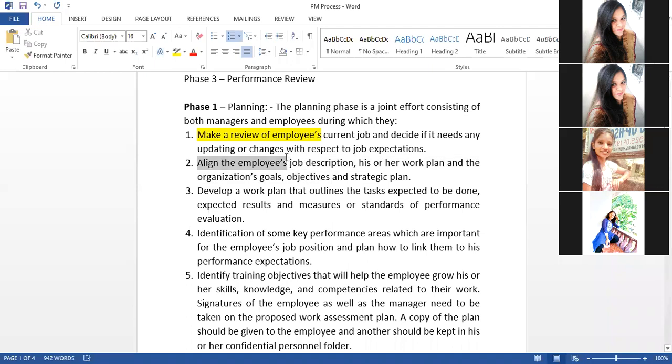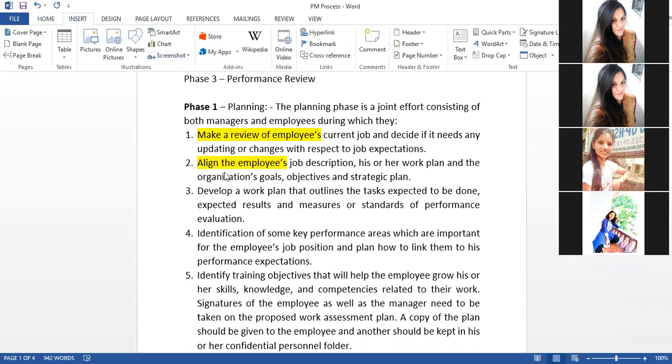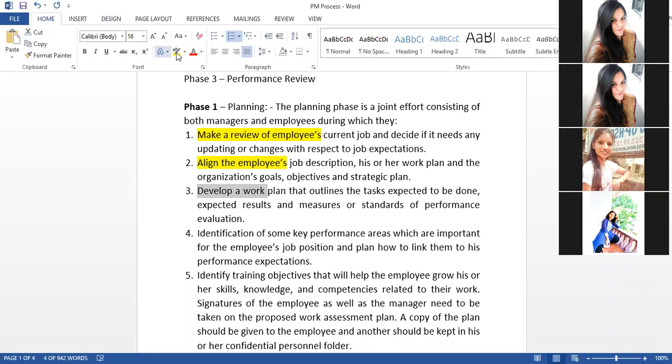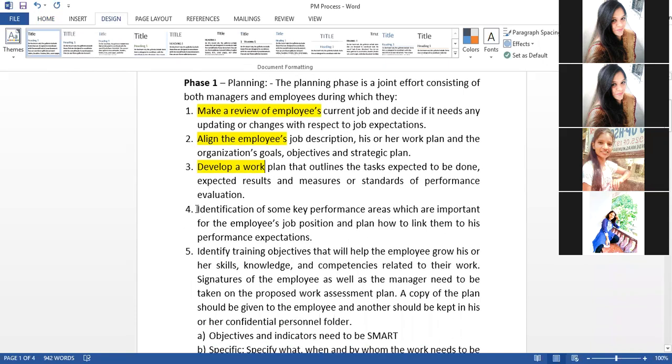Then second, you make sure that you are aligning the individual task with the overall strategic plan of the company. Then third, you need to outline what task is expected to be done, what kind of performance is expected from the employee, and what standards are used for evaluation.